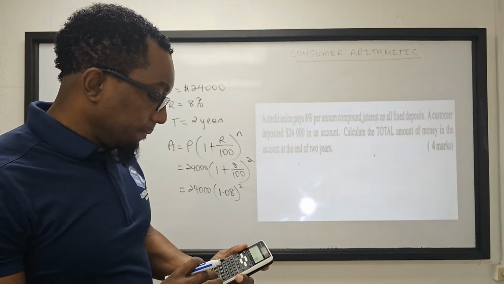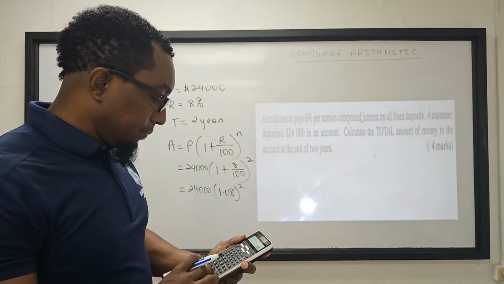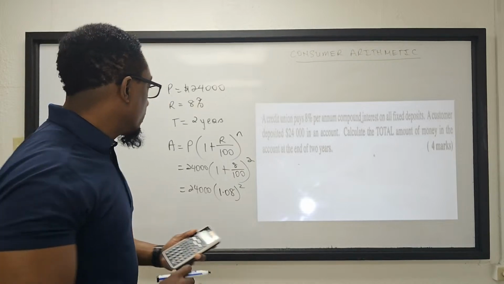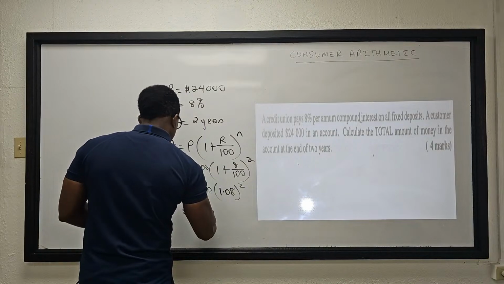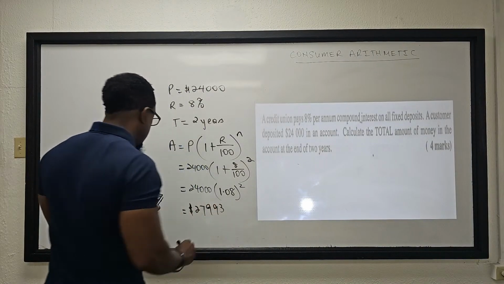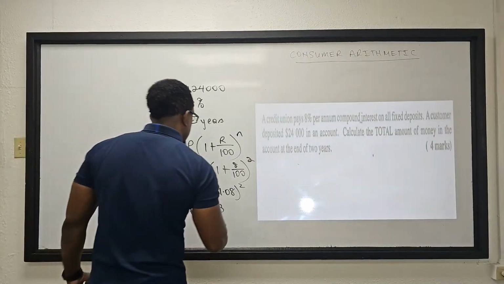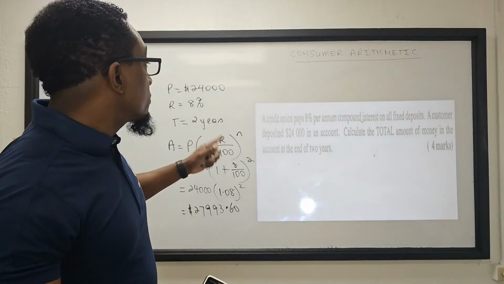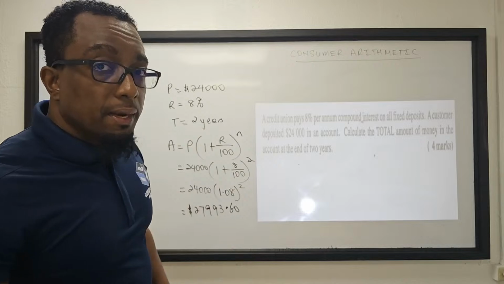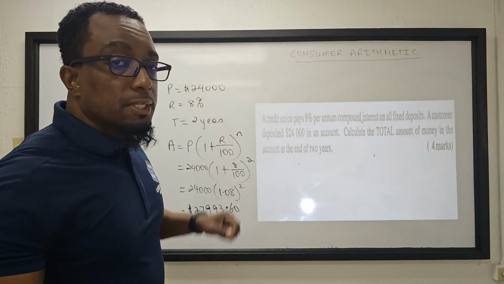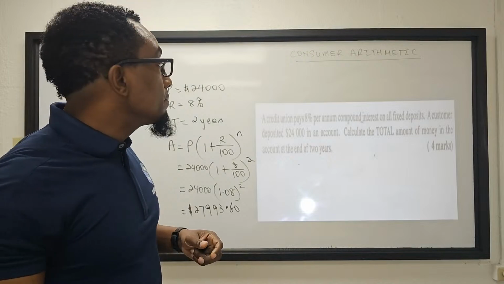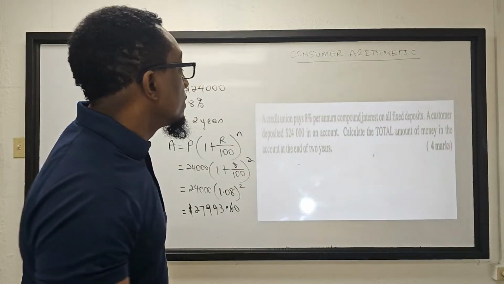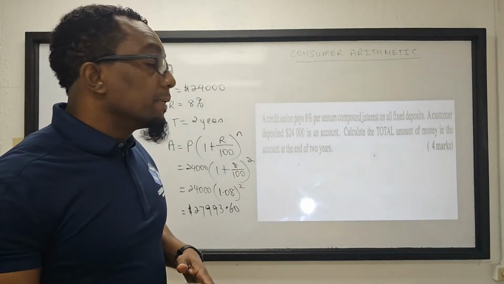So 1.08 times 1.08 multiplied by 24,000 will give us the amount accrued, which will be $27,993.60. So when it comes to compound interest, it is very important for us to remember this formula. Okay? All the questions we're looking at are taken from the CSEC past papers, and we want to ensure that when we see such questions in relation to the specific topic under consumer arithmetic, we're able to answer competently.